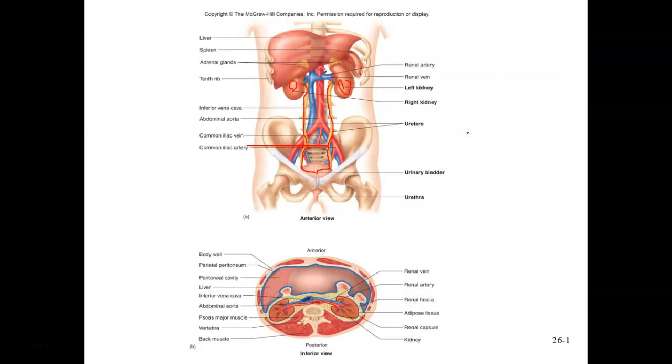The kidneys are retroperitoneal. So for instance, if we look at this image down here, this blue line represents the parietal peritoneum. You can see the kidneys are behind it.